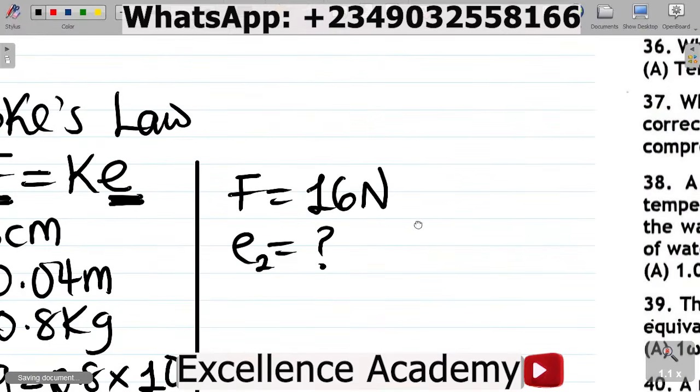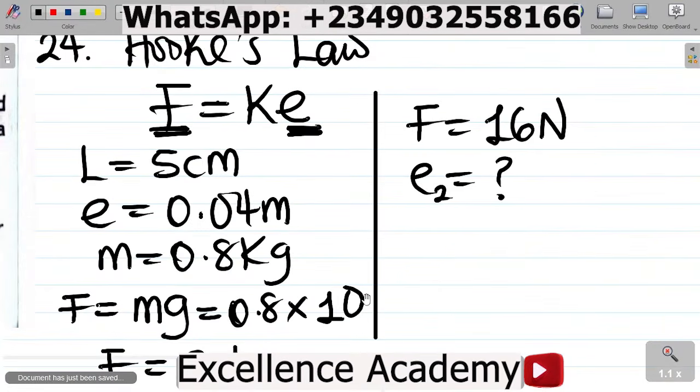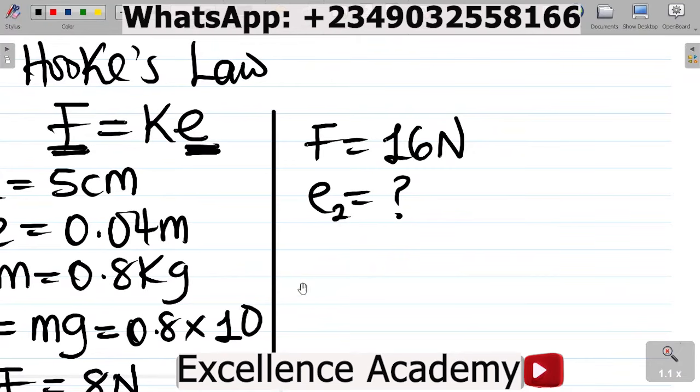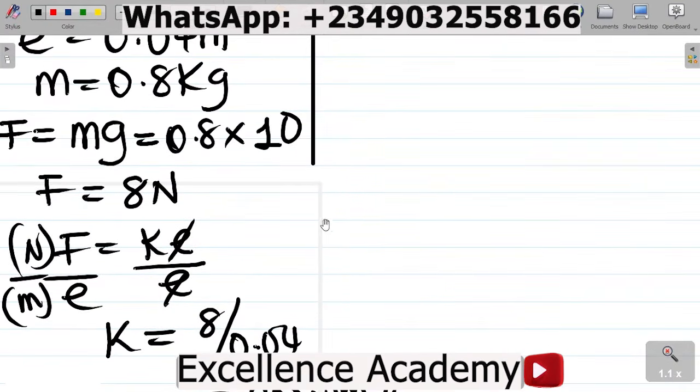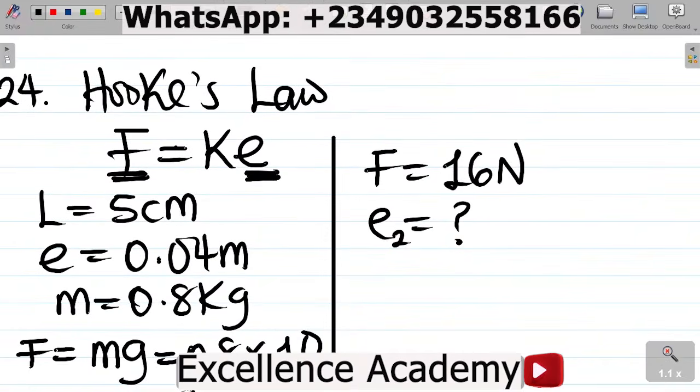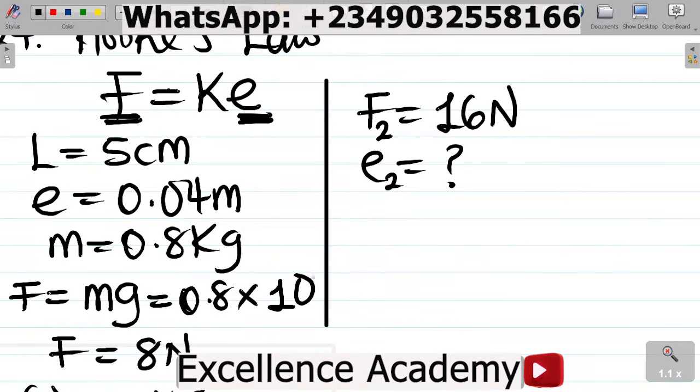Now the constant remains the same, irrespective of the change in force and extension. For the second case, I was given a second force. They said the force was now increased to what there? 16 Newton. And I'm asked to find the extension. How do you find the extension? We'll have that F2 is equal to K times E2. Observe that I just use K. I didn't use K2 because K is a constant.